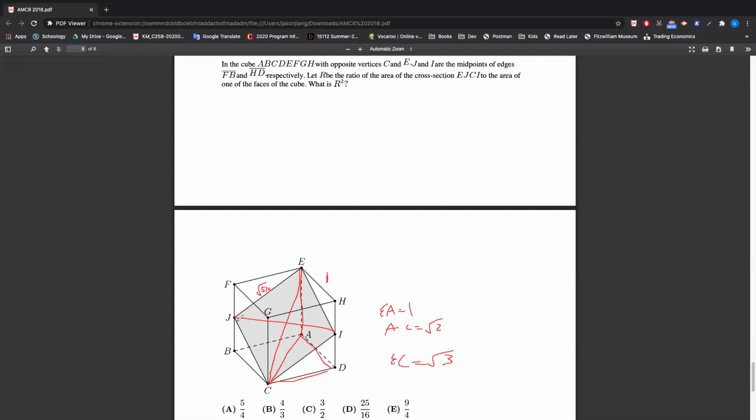Okay, now for JI. Because J and I are at the same height, it's the same thing as AC. It's just a diagonal of a square. Okay, so now to find the area of the rhombus, we just do √3 times √2 divided by 2.